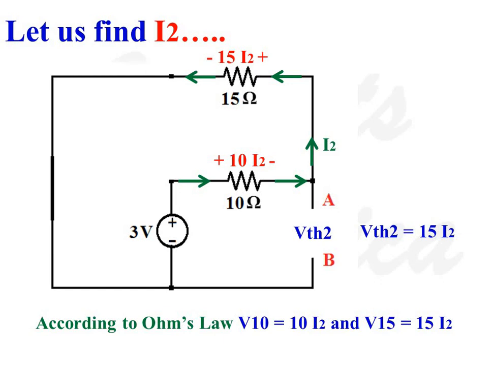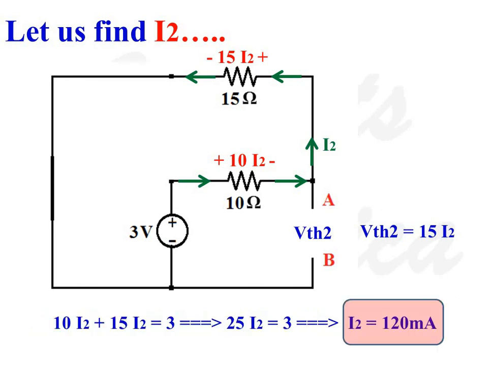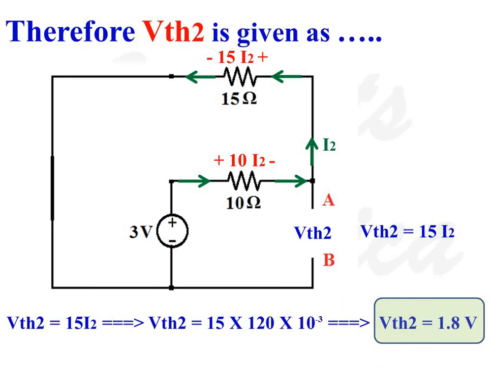According to Ohm's law, V10 is equal to 10 I2 and V15 is equal to 15 I2. Therefore, we can write 10 I2 plus 15 I2 is equal to 3. 25 I2 is equal to 3, I2 is equal to 3 by 25, or I2 is equal to 120 milliampere. So VTH2 is equal to 15 I2, that is 15 into 120 milliampere. We get VTH2 is equal to 1.8 volt.